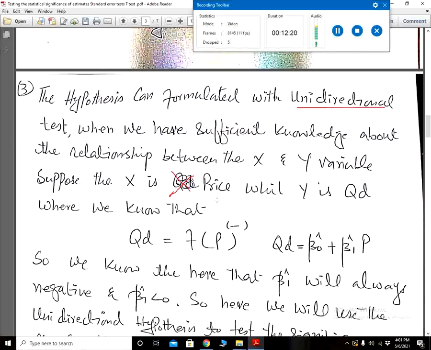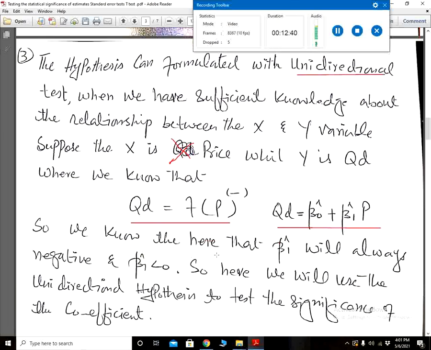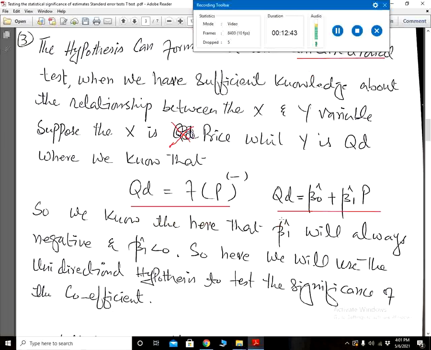Suppose that x is price while y is quantity demanded, where we know that quantity demanded is inversely related to the price of the commodity. Meaning price increases, quantity demanded decreases; price decreases, quantity demanded increases. And from here we have estimated this quantity demand function. So we know that here beta 1 cap will always be negative, that is, beta 1 cap will be less than 0. The coefficient of the relationship between price and quantity demanded will always be negative, because there is an inverse relationship between price and quantity demanded, right?